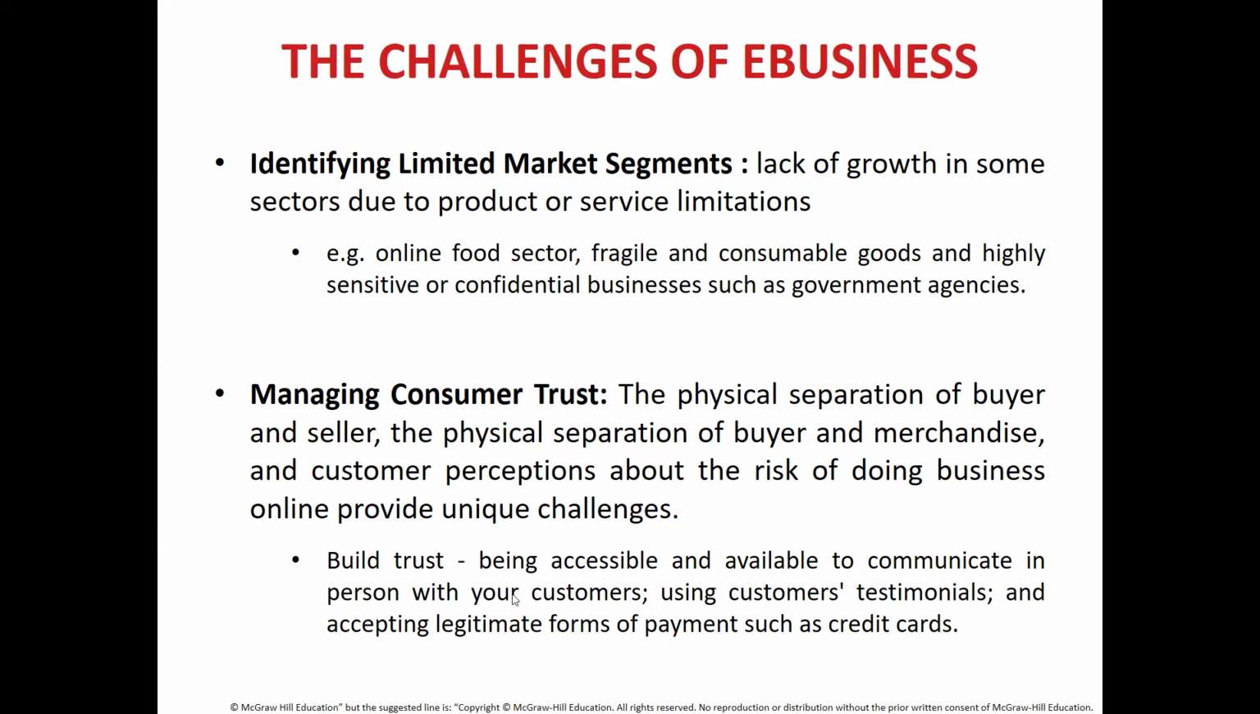Now, let's say I give an example, I want to buy some products, let's say all the way from India.